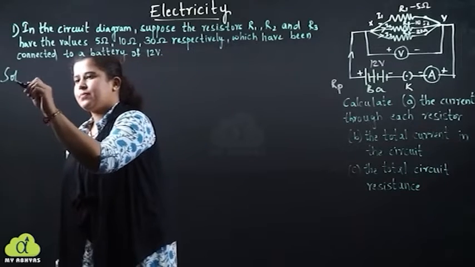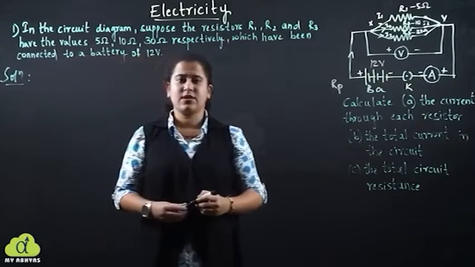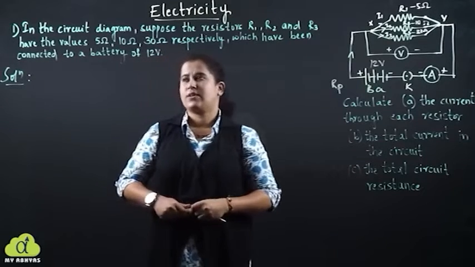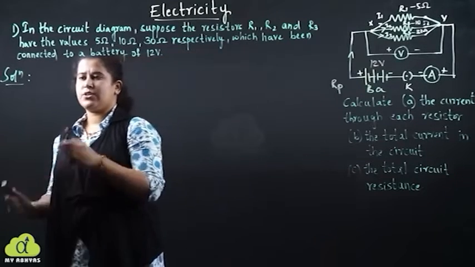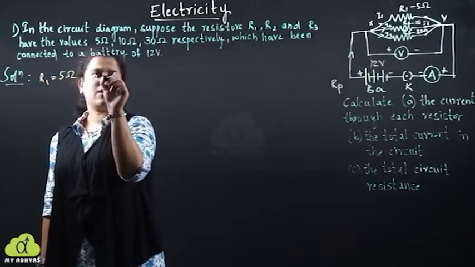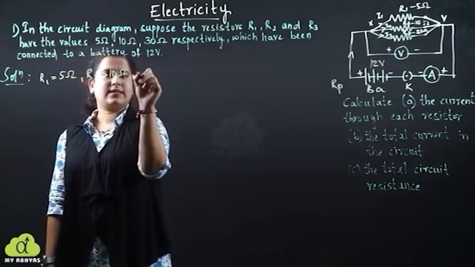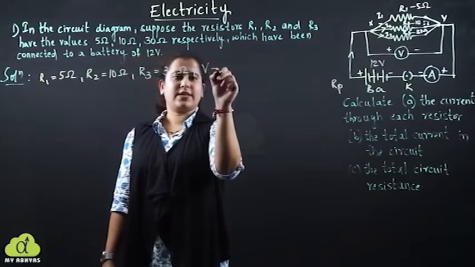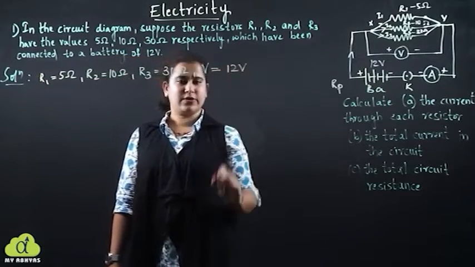So first we will write whatever they have given us. Solution. So what is the solution? The first thing, I have to write the data. What is the data? R1 is how much? They have given me R1 as 5 ohm, R2 as 10 ohm, R3 as 30 ohms. And what about the battery voltage? V is equal to 12 volts they have given.